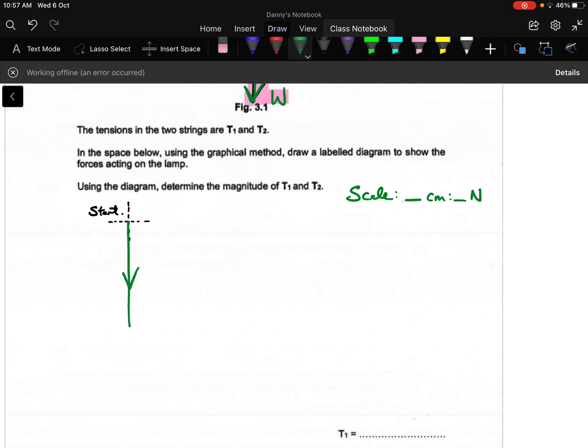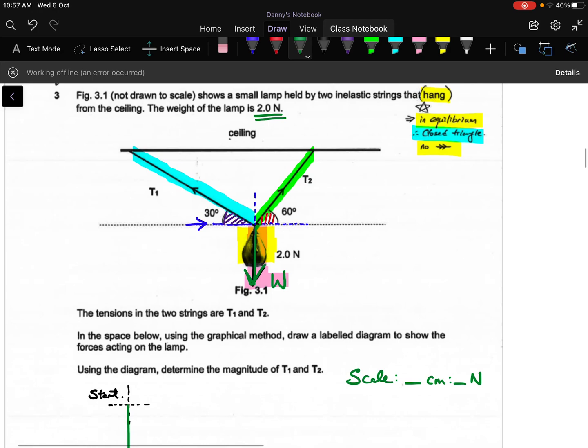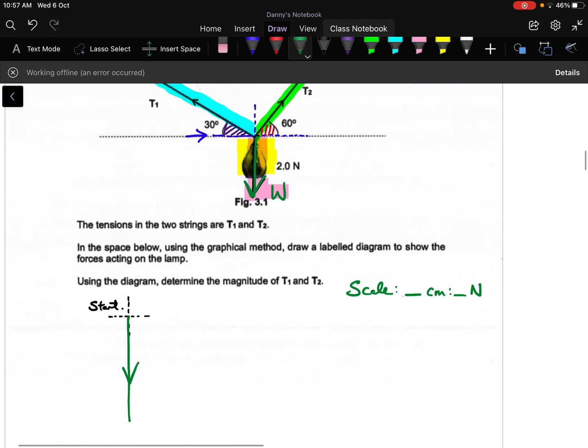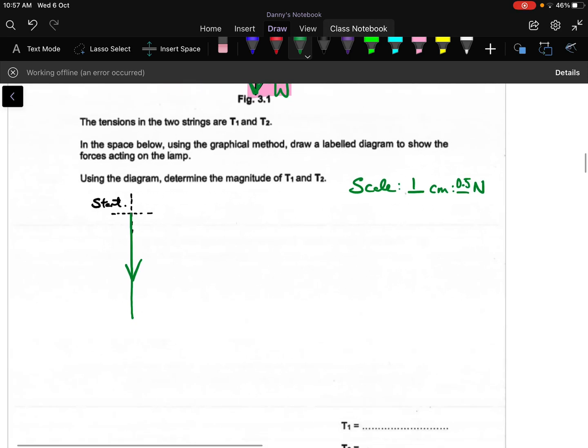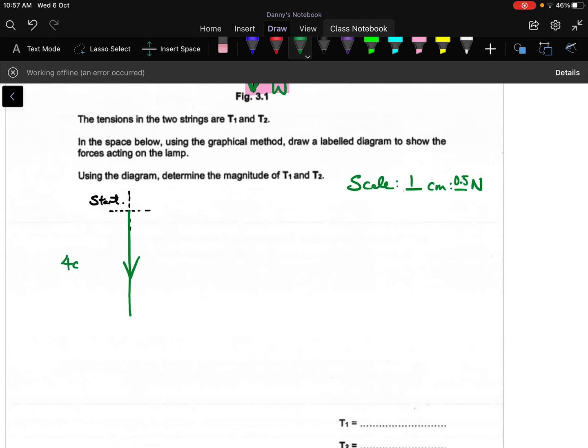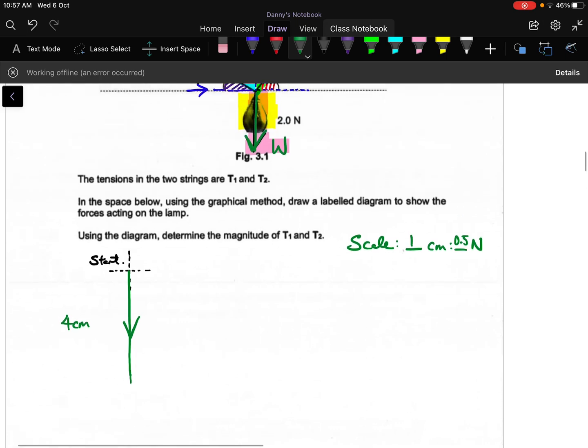Make sure that it is long enough. For example, since I'm using 2 Newton, maybe I will use 1 cm for 0.5 Newton so that this line is around 4 cm. It is long enough for me. Now once I finish drawing the first vector, I will also put a bearing at the end. This will help me draw the next vector.